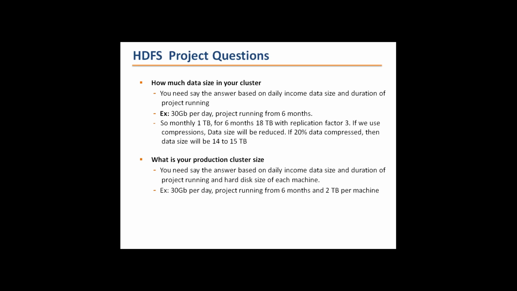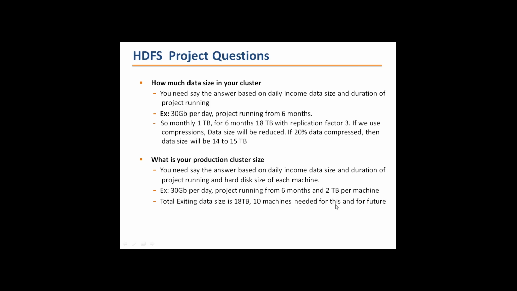First we need to know how many months the production application is running, how much data we get daily, and how much capacity each machine has. Suppose each machine has 2 terabytes, how many machines are there? As we discussed previously, if the total data size is 18 terabytes and each machine capacity is 2 terabytes, then how many machines? Maybe I need 9 to 10 machines for this.